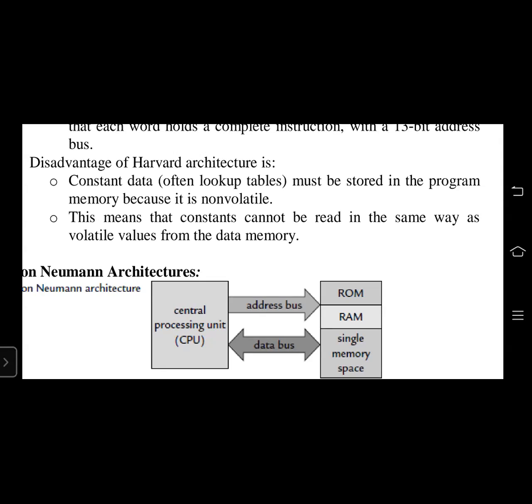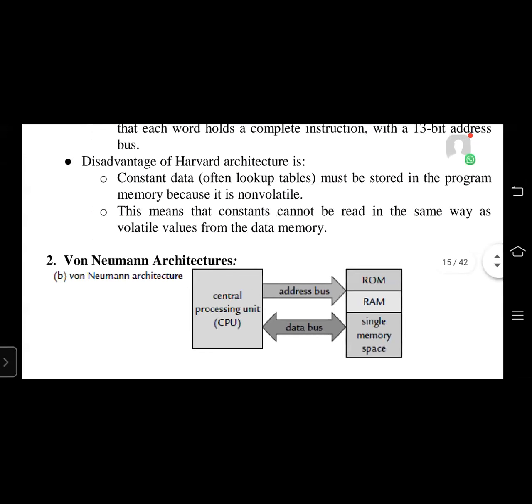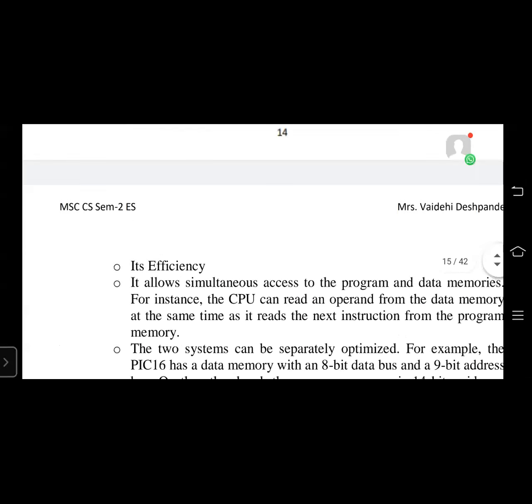This means that the constants cannot be read in the same way as volatile values from the data memory. So constant values again have to be referred from the program memory, and other data has to be referred from the data memory. Clear? So these are the disadvantages. So that is all about your Harvard architecture.